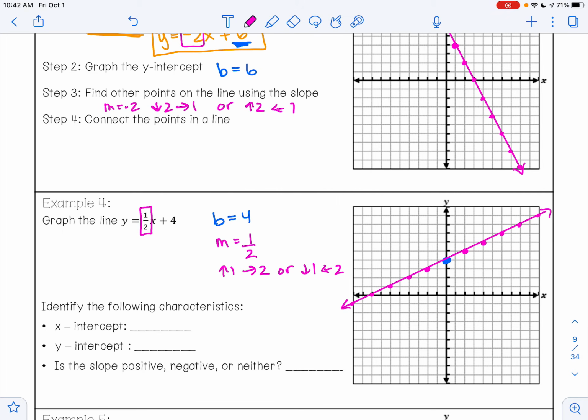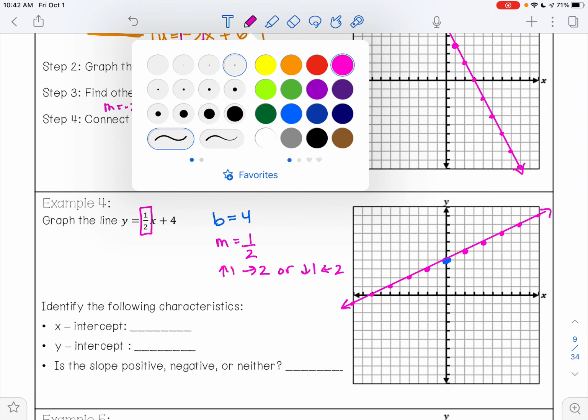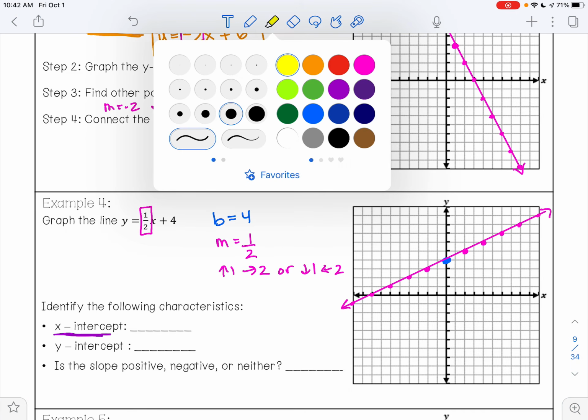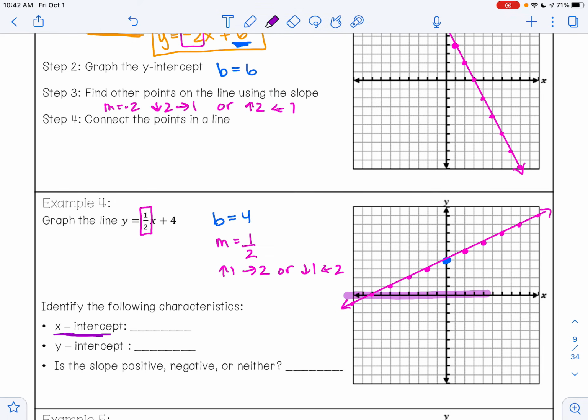Then we're asked a couple questions. It says identify the following characteristics. The x-intercept. The x-intercept is where your graph crosses the x-axis. So remember, let me make this smaller. This is your x-axis right here. So where does this pink line cross your x-axis? Well, that's at this point right here. That is at the point -8, 0.